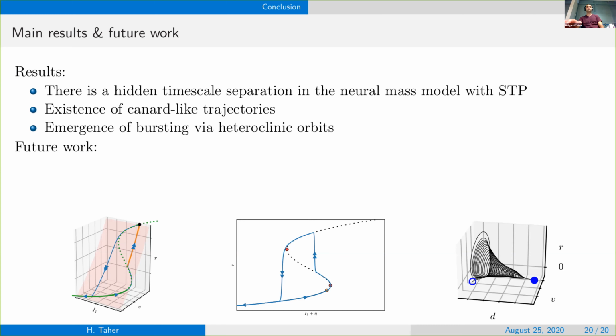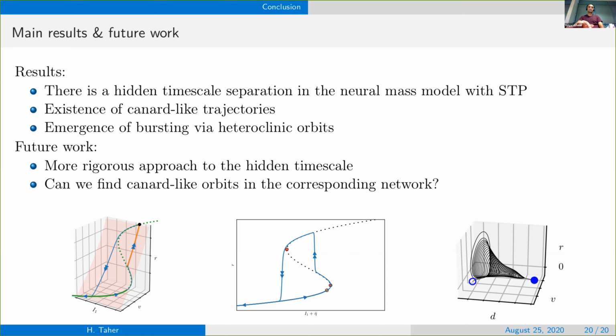As an outlook and future work, we would like to have a more rigorous approach to this hidden timescale, because there must be some transformation where we can really see the epsilon of this third timescale. And for these Canard-like objects, the main results I have shown here were obtained using the neural mass, but we know that the neural mass corresponds to some network and that it's an exact limit. So if we are accurate enough, we should find all these solutions in the corresponding network. It will just be much harder.